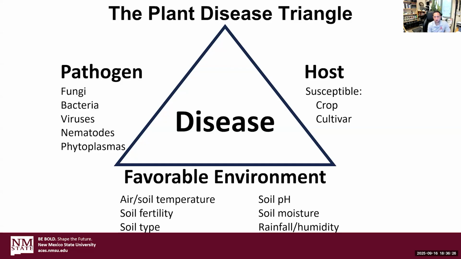We can sort of think about planting the host. So if we identify that pathogen, maybe there are some tolerant or resistant varieties of crops or cultivars that we can plant to reduce your disease.